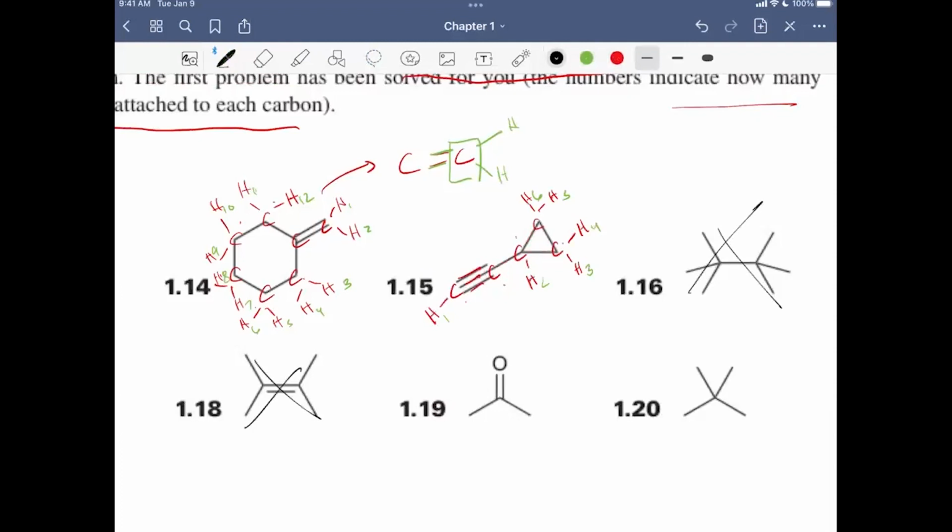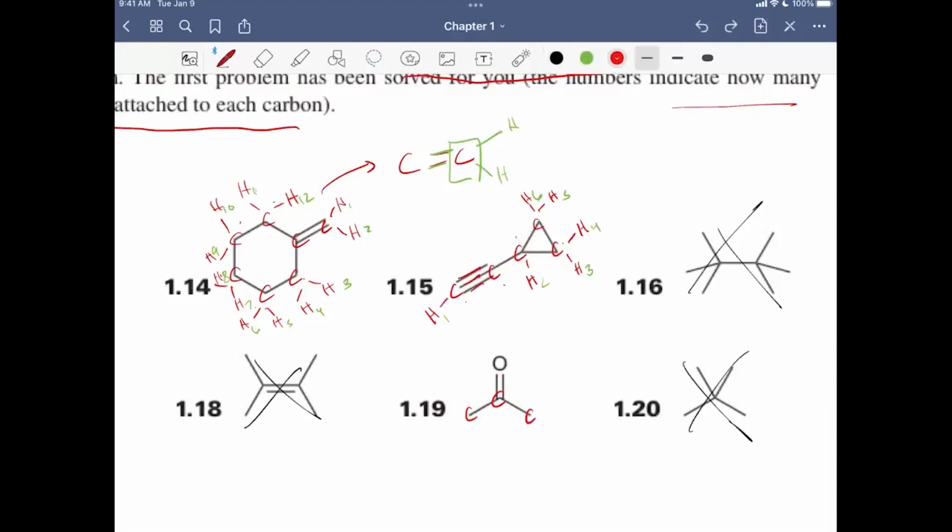Let's skip these two because I think we're good on hydrocarbon chains. So let's focus on one that has an oxygen. All right, so we have this 1.19. Let's focus on this one. So we have a carbon right here that's double bonded to this oxygen, and we have 2 carbons at the end. This carbon in the middle has a double bond and 2 single bonds, so it has 4 bonds in total, so that has no hydrogens.